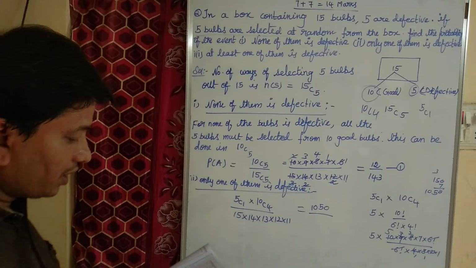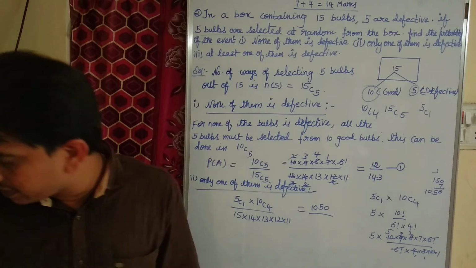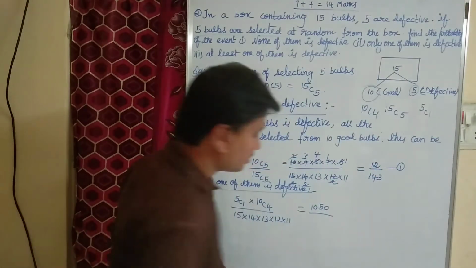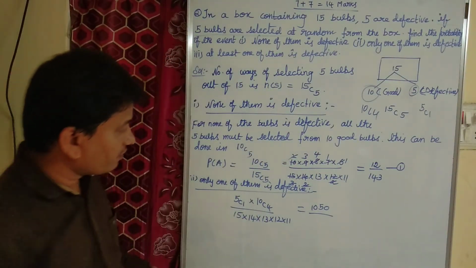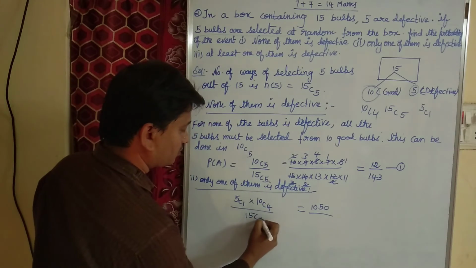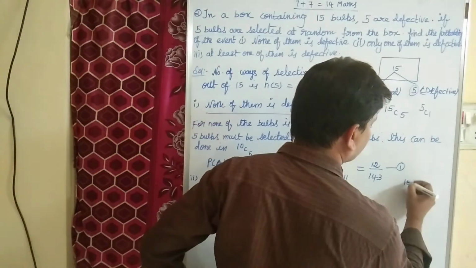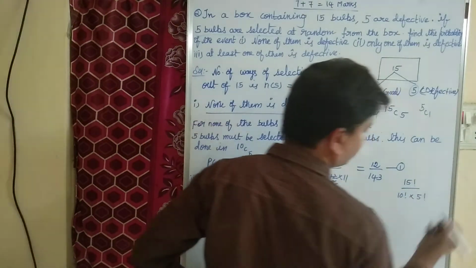1050 divided by 15C5. Let us do 15C5. Children, don't get confused. 15C5 means, let me write it separately, we are doing 15C5 now. It is 15 factorial by (15 minus 5) factorial, that is 10 factorial, into 5 factorial.